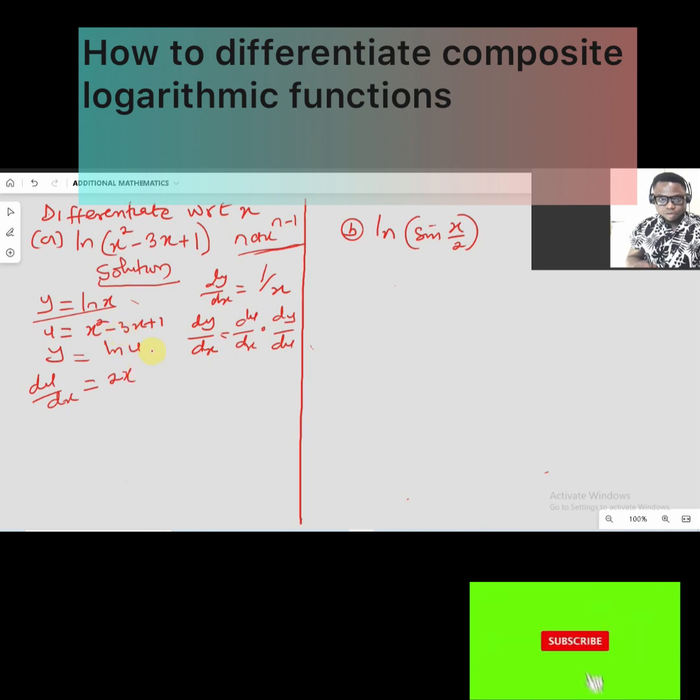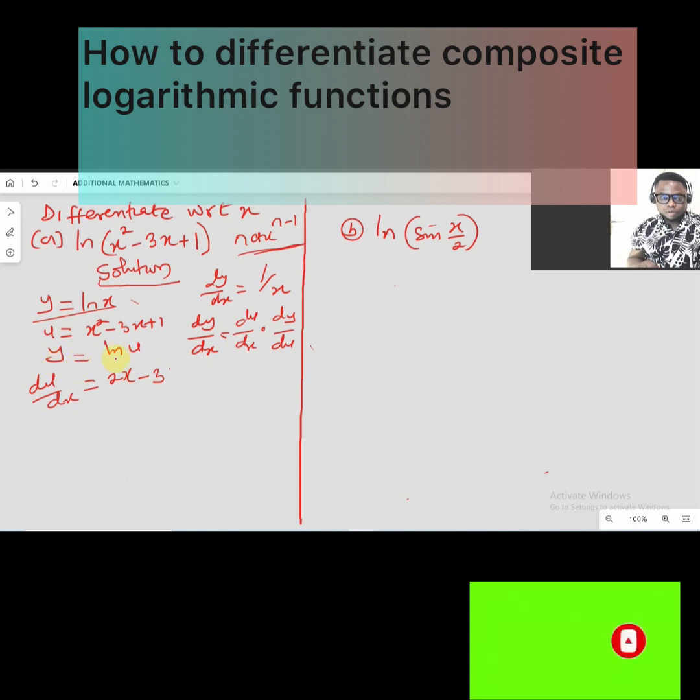Then minus, I'm going to differentiate minus 3x. That will give me minus 3. Then differentiating constants in differentiation is going to be 0. So du over dx is 2x minus 3. So that is the derivative of u here.